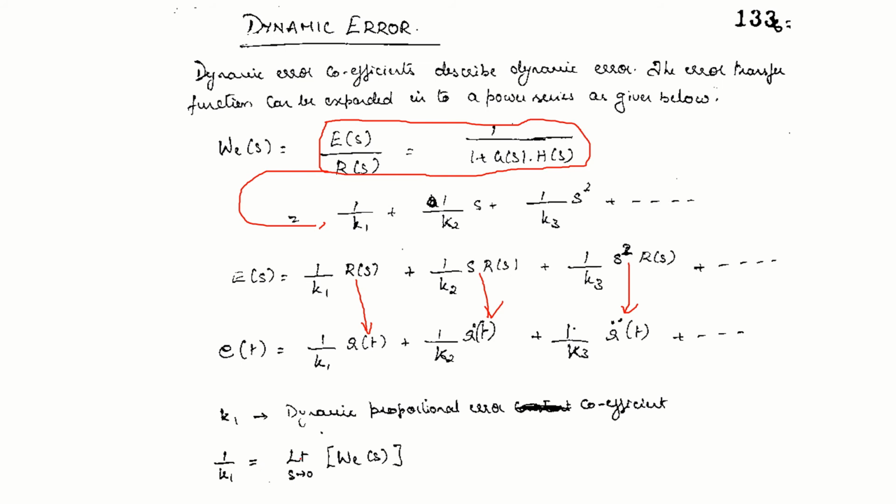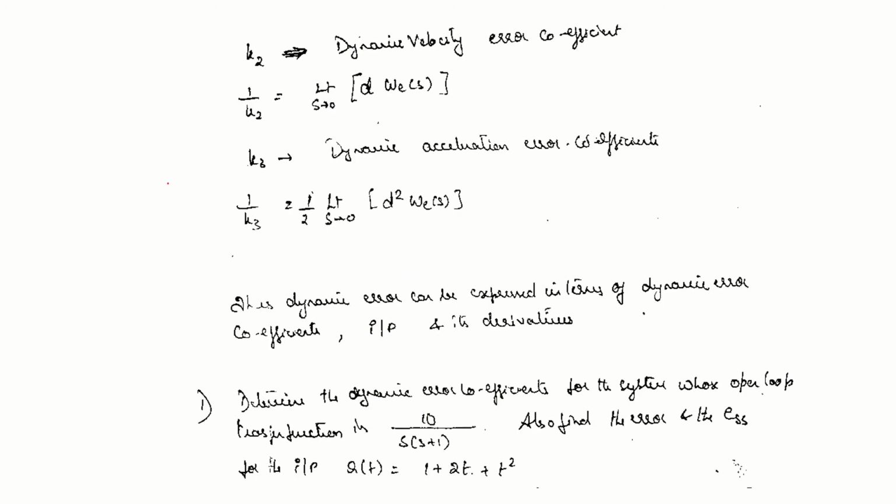1 by K1 is limit s tending to 0 of W E of s. Similarly for the next one, this is differentiation because it's velocity. The third one is second differentiation. So we can find out 1 by k1, k2, k3 using this.